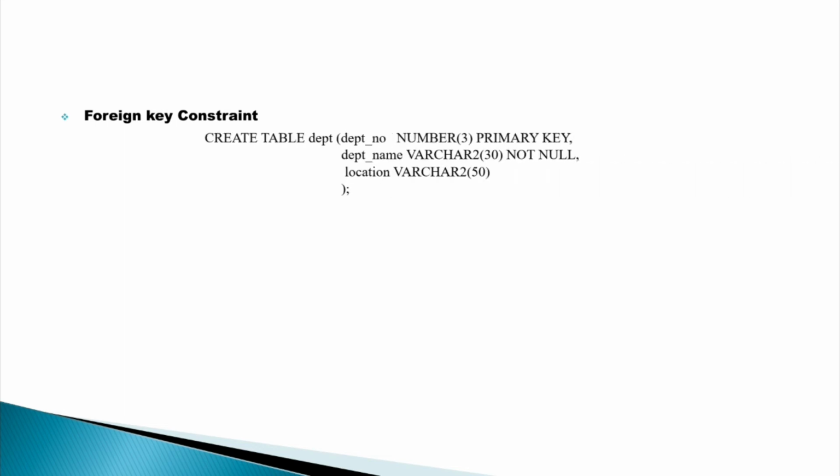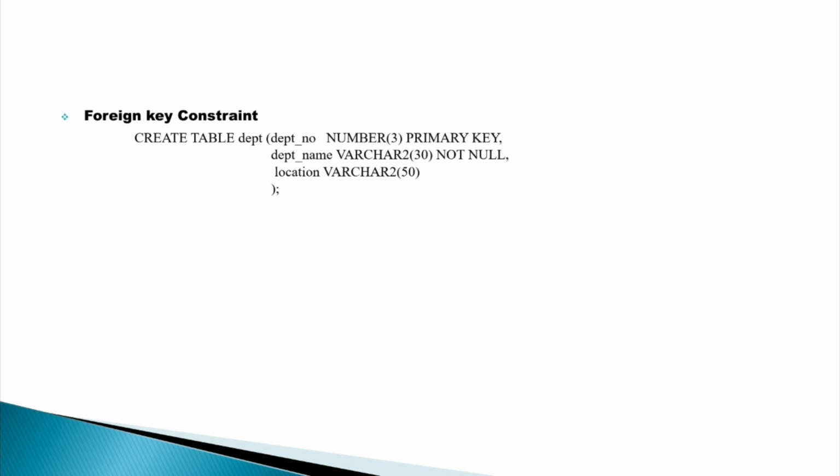Next one is foreign key constraint. For defining the foreign key constraint, we need two tables. One is the parent table, and the second one is the child table. Here is the syntax for how we define the foreign key constraint. Here we are creating the department table with department name, department ID and department location. These are the three columns which we are creating in the department table.